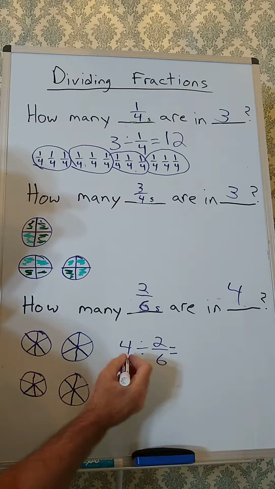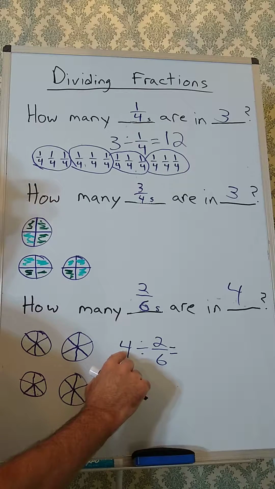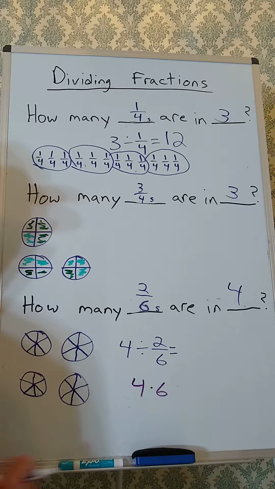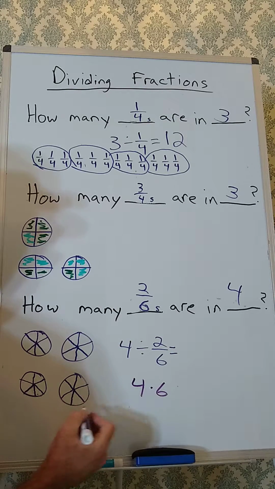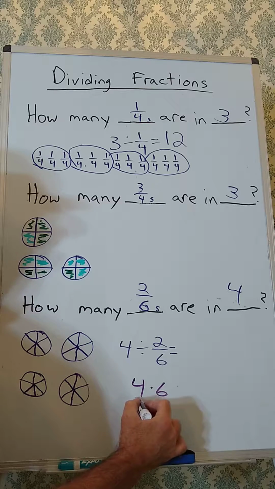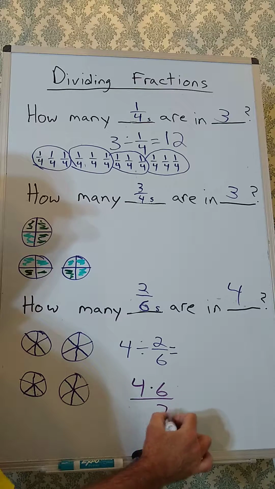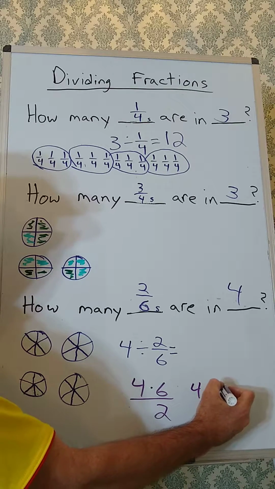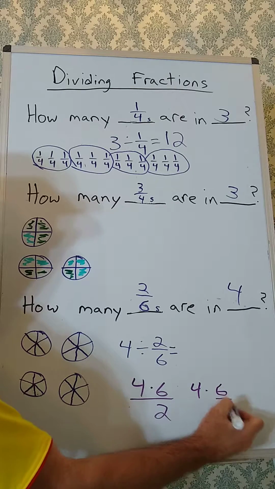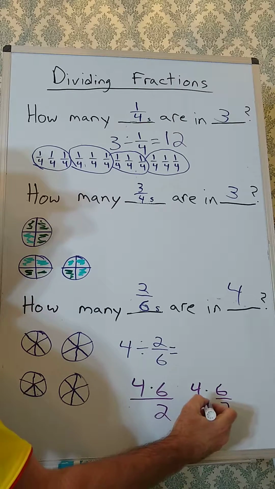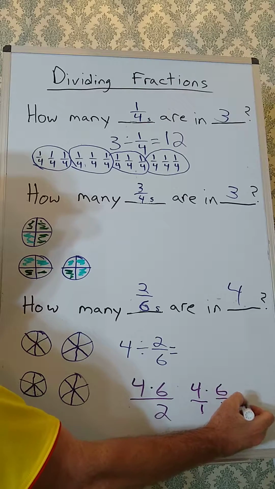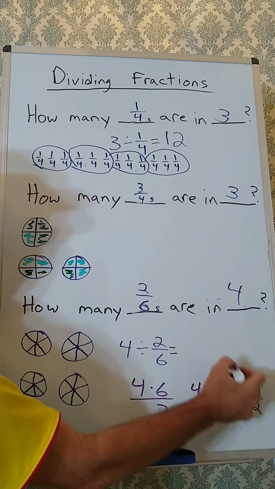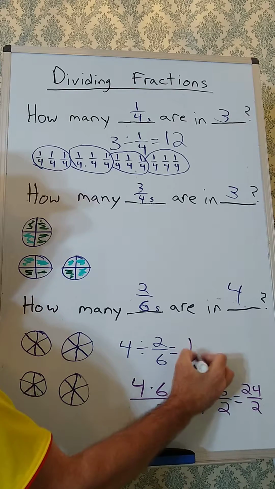So where did the 24 come from? 4 times 6. That's how many sixths we have, but we have to divide it into groups of 2, so we have to divide this number by 2. So what we're doing here really is we're multiplying 4 times 6/2, which is the reciprocal of 2/6. Okay, and we'll get 24 over 2. 24 divided by 2 is 12. So this will equal 12.